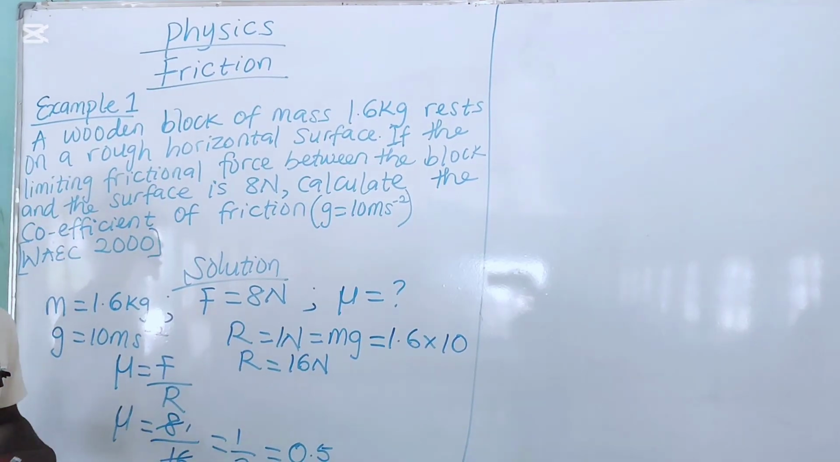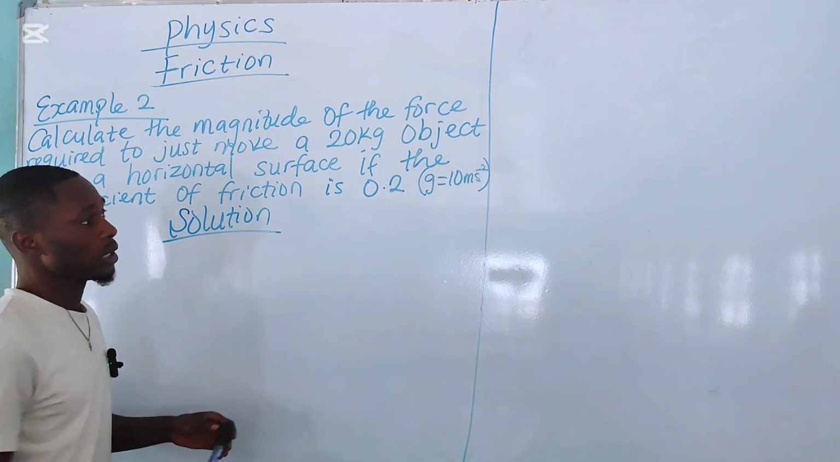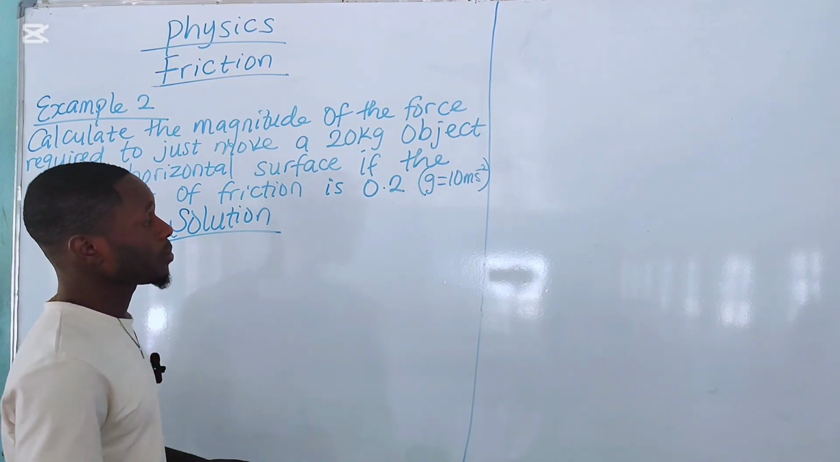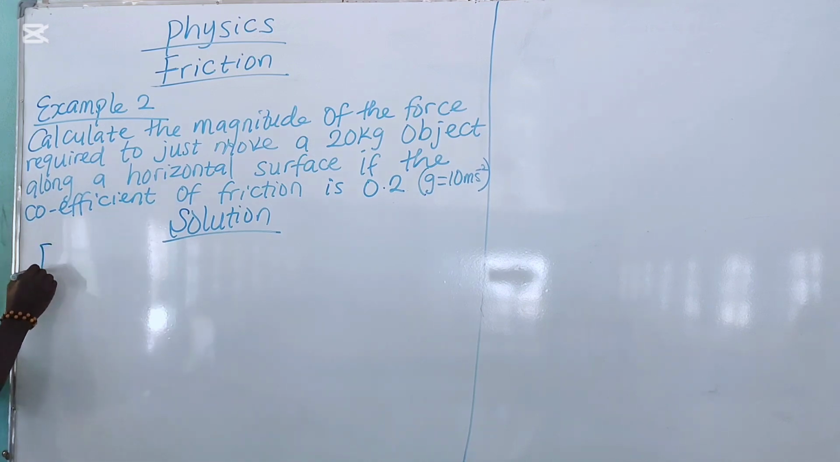Let's look at the second example. Calculate the magnitude of the force required to just move a 20 kg object along a horizontal surface if the coefficient of friction is 0.2, and we are given acceleration due to gravity g to be 10 meters per second square. All right, so solution. Now let's write down the parameters from the question. We are asked to calculate the magnitude of the force. So that means we are looking for what?